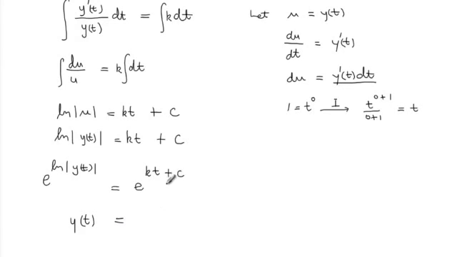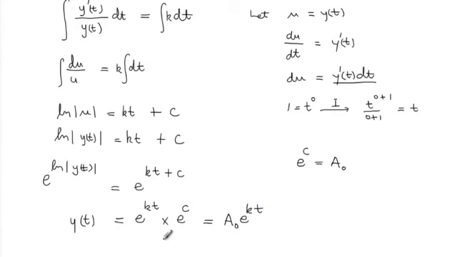And on this side, simplifying using rules of exponents, we get e to the kt multiplied by e to the power c. And we know that if c is a constant, e to the power c is a simple constant, which we can write as, let's say, a0. You will see later why I'm writing this as a0. So this expression is going to be equal to a0 e to the power kt.